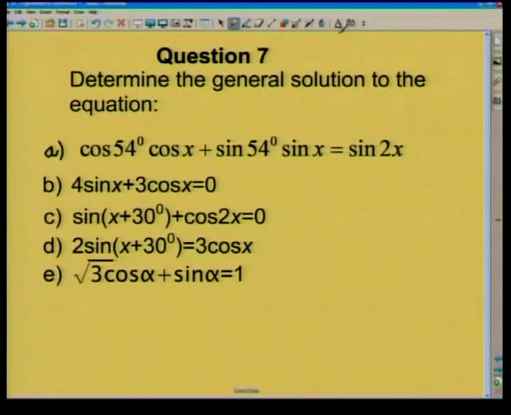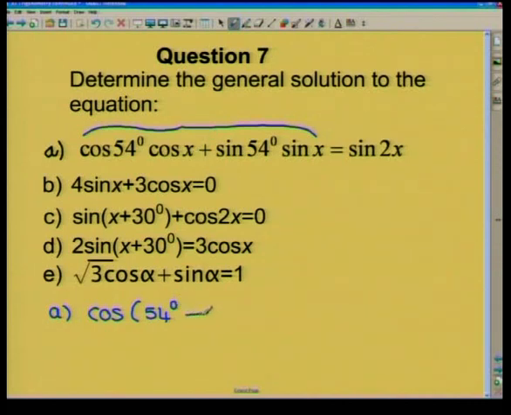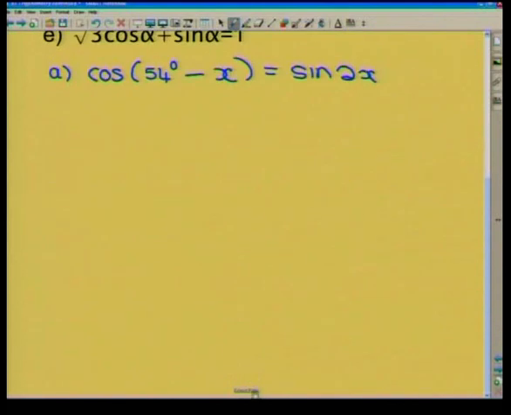Now, this very first one, I think you can see is clearly connected to our compound angles. And as it stands, 54 degrees is not a special angle, so it's not going to be fun to work with. But we can see that this is one of our formulas that we learned. And hopefully you can see that that is the formula cos 54 degrees. And remember, it always has the opposite sign to that, so it'll become a minus. X equals sine 2x. Now, at this stage, this question becomes relatively easy.